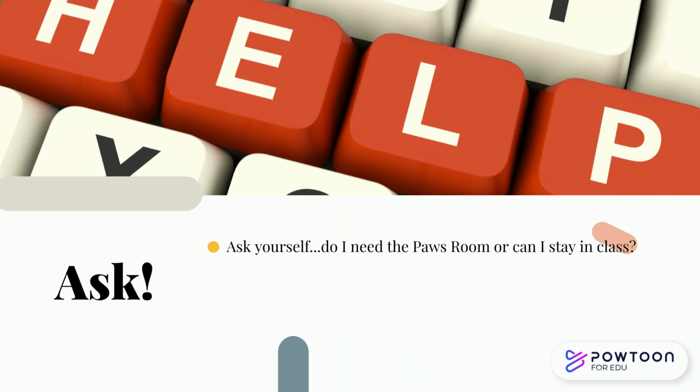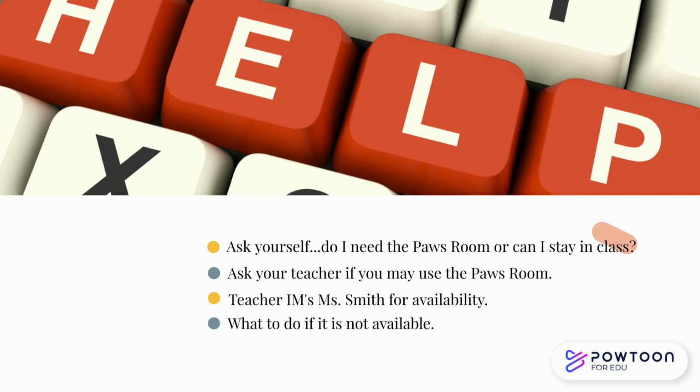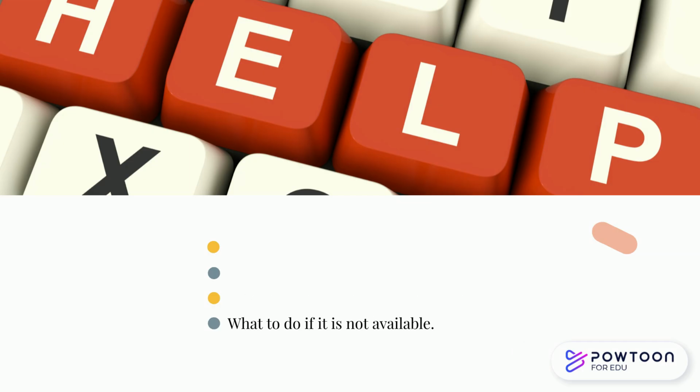In order to use the pause room, we start by asking yourself, is this a need? Do I need to take care of these big emotions? If so, then proceed to asking your teacher if you can use the pause room. Your teacher will then IM Miss Smith to see if the pause room is available. If it is available, then you'll get a pause room pass and walk quietly in the hall to the pause room. If it's not available, you can ask your teacher to IM Miss Smith to have somebody let the teacher know when it's available for you to come down.